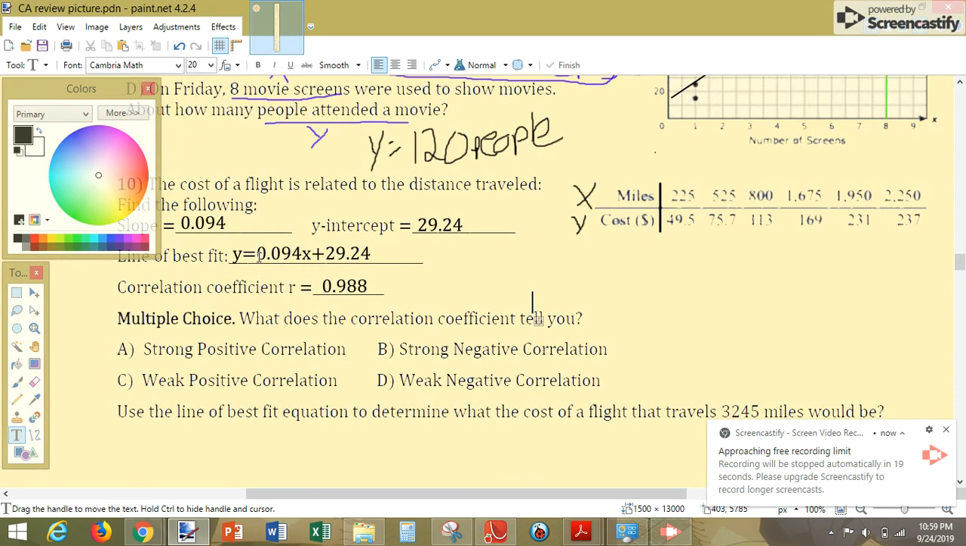Okay, what does the correlation coefficient tell you? Well, we know it's positive because there's no negative sign, and it's further away from 0, so it's strong. Strong positive correlation.